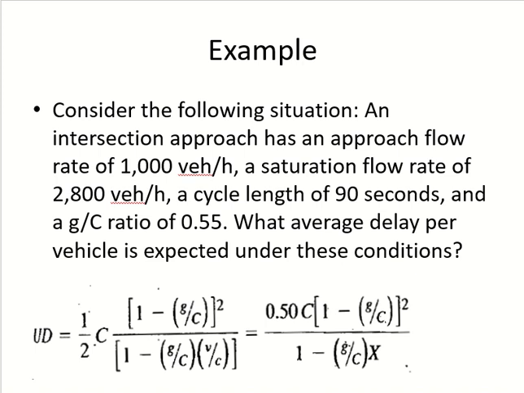We have an intersection approach: flow rate is given, saturation flow rate is given, cycle length is given, g by C ratio is given. They want the average delay per vehicle. The equation for average delay per vehicle is what you see on the board, the final form. Do I have everything I need? Is there anything missing here? Effective green, do I need it? What do I need in the equation? I need the ratio, right? And the ratio is given. Anything else missing?